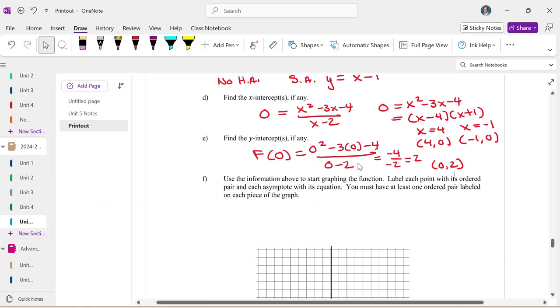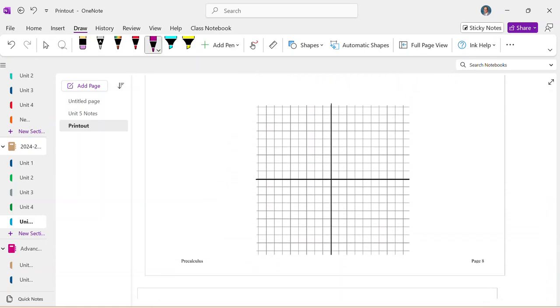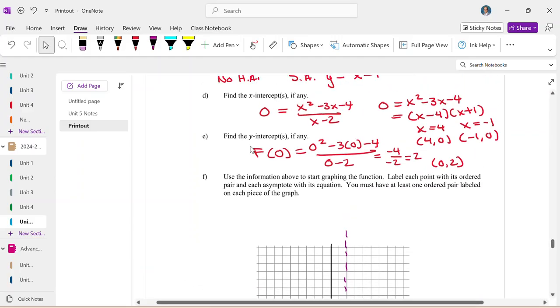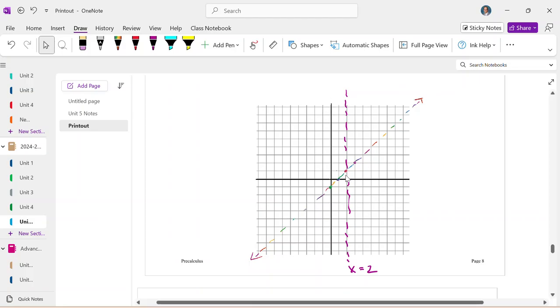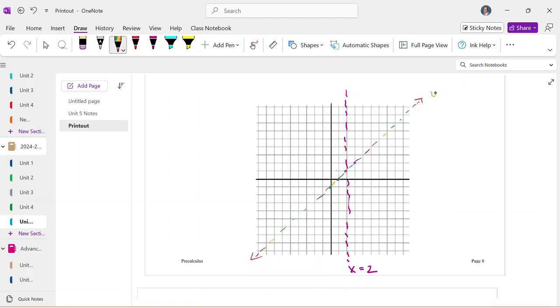So let's use the information to start graphing it. There's a vertical asymptote at 2. The slant asymptote is y equals x minus 1. So graph the line x minus 1. You start at negative 1, and you go up 1 over 1, up 1 over 1, up 1 over 1. So make a dotted line there. The slant asymptote is just a diagonal line instead of a vertical or a horizontal line. So this is y equals x minus 1. That's your slant asymptote.